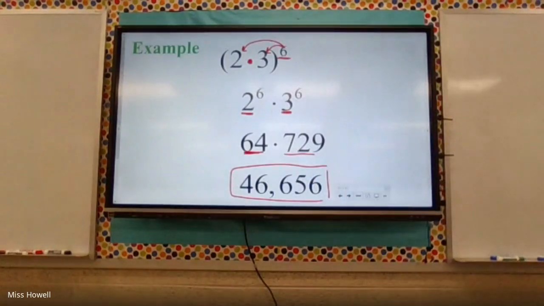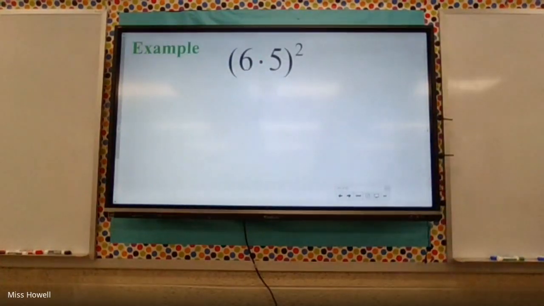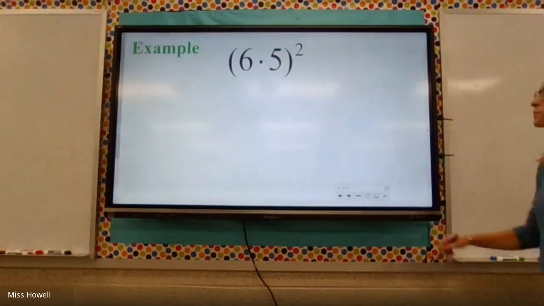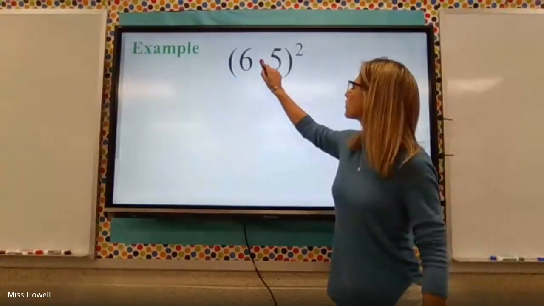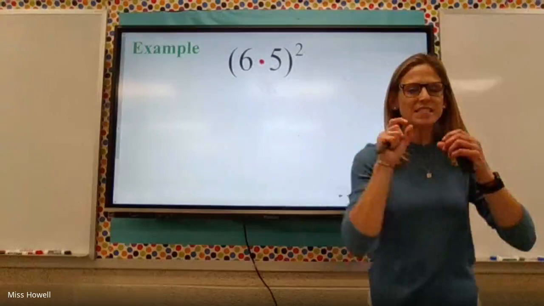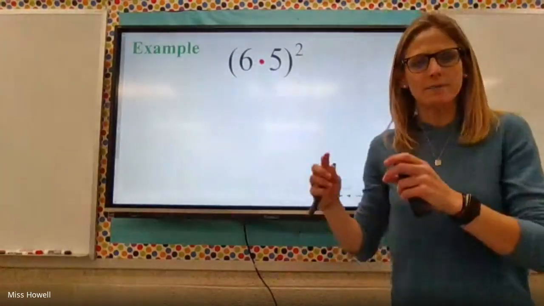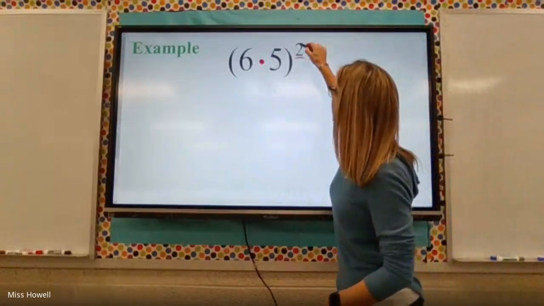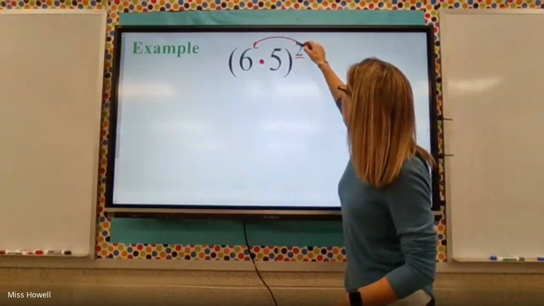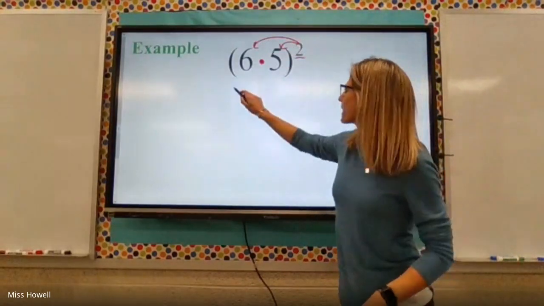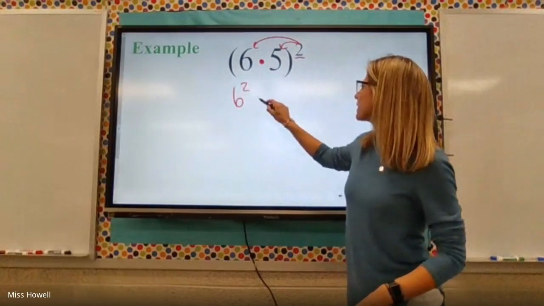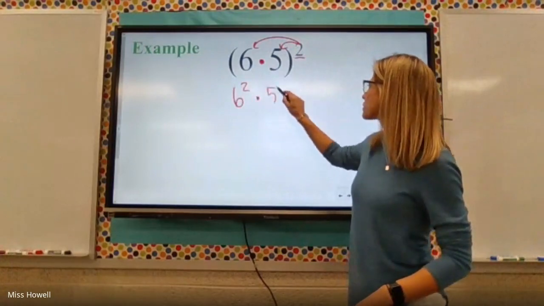46,656. All right, number 3, 6 times 5 all to the 2nd. Since inside of here is multiplication, that means we could take our power or exponent and share it to the items on the inside. Right? So this 2 can go here to the 6, and it can go here to the 5. And we now have 6 squared times 5 squared.